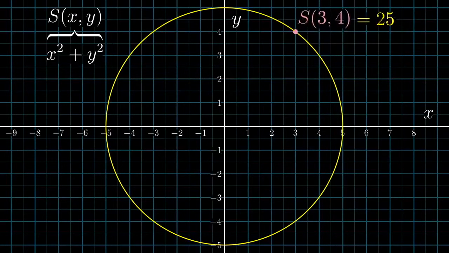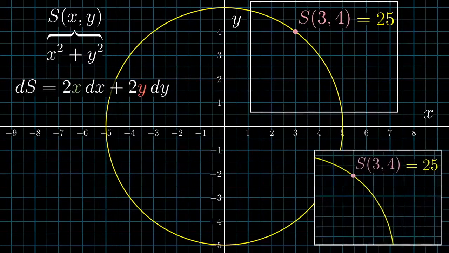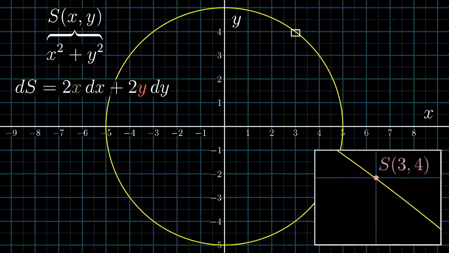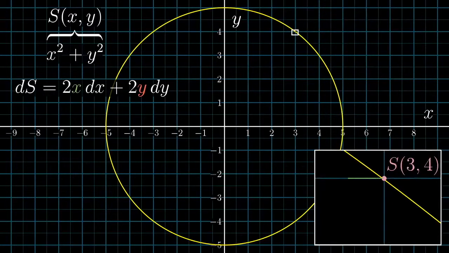Now, what it means to take a derivative of this expression, a derivative of s, is to consider a tiny change to both of these variables, some tiny change dx to x and some tiny change dy to y. And not necessarily one that keeps you on the circle, by the way. It's just any tiny step in any direction of the xy plane.